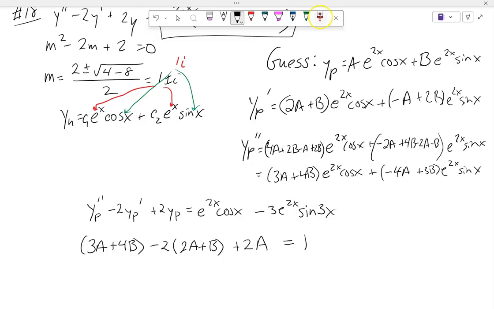All right? Just underline it again. Here's the piece that's in the second derivative. Here's the piece that's in the first derivative. Here's the piece that's in the original function, right? So that minus 2 times that plus 2 times that has to equal that piece. Do we see it? Okay. You tell me the other equation then. I better have two equations. I have two unknowns, right? You tell me the other equation.